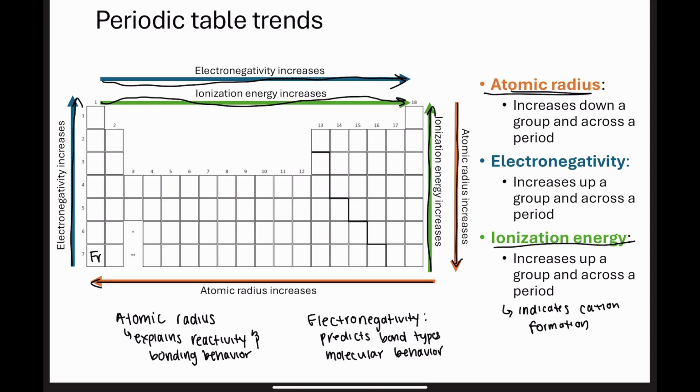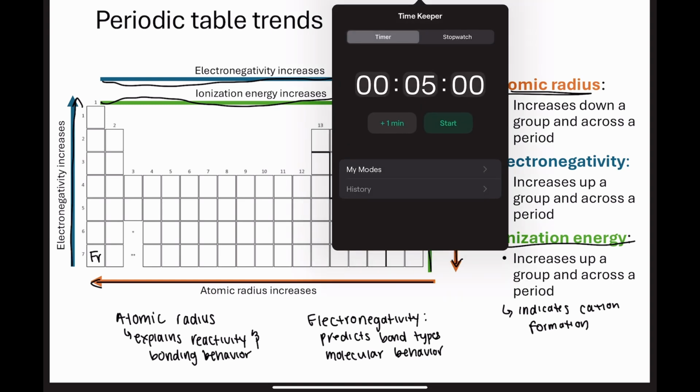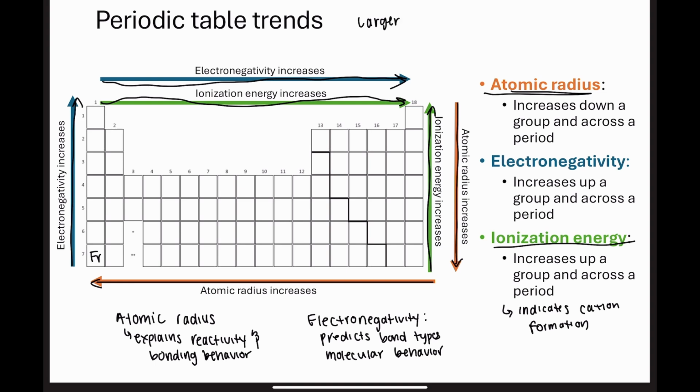And something that I want you guys to understand is that the bigger an element is, so the larger an element is, the greater its atomic radius and the lower its ionization energy and electronegativity. So larger atoms, so more atomic radius, is going to cause those atoms to have less electronegativity and ionization energy.